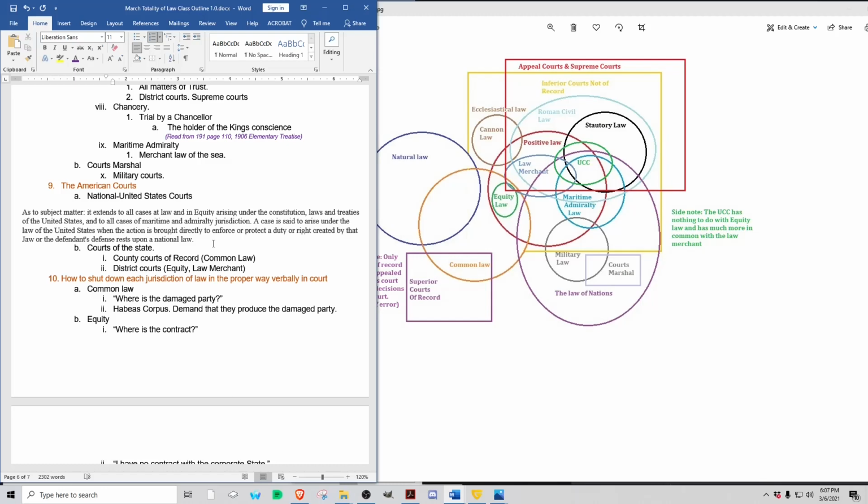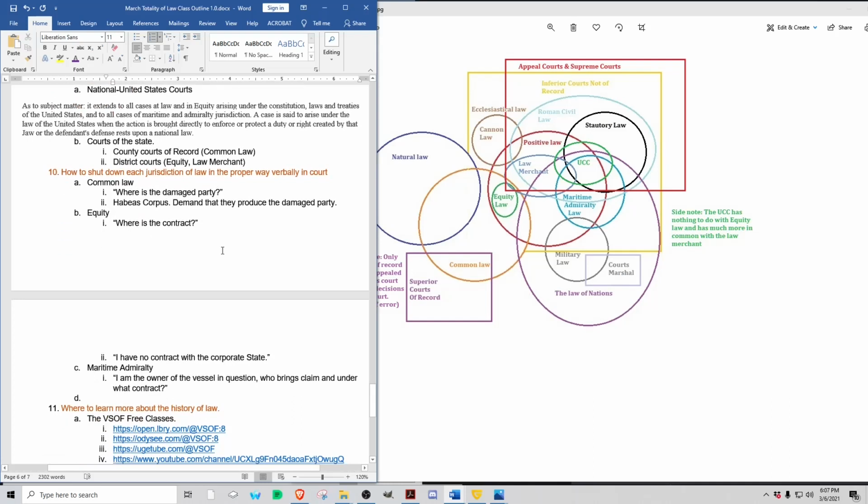Okay, so then Section 10 here. How to shut down each jurisdiction of law in the proper way verbally in court. This is something I'll cover a lot more in the April classes, but I just wanted to give a little notice here. So in common law, if you know you're in common law jurisdiction, which you're not, but if you knock out all the rest of the jurisdictions, guess what? Common law is the default. So you'd eventually get down to say, where's the damaged party, Your Honor? Oh, the state of Colorado? Oh, please then have the state of Colorado take the stand.